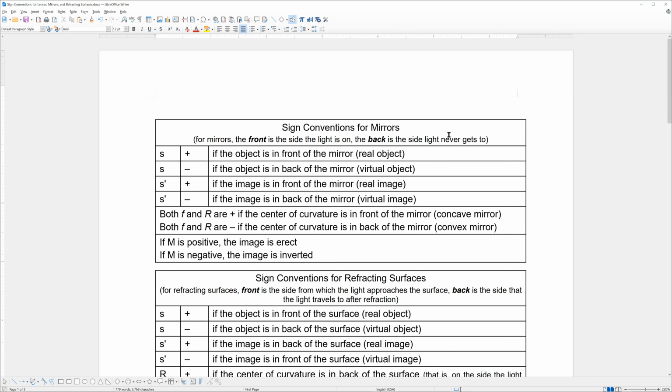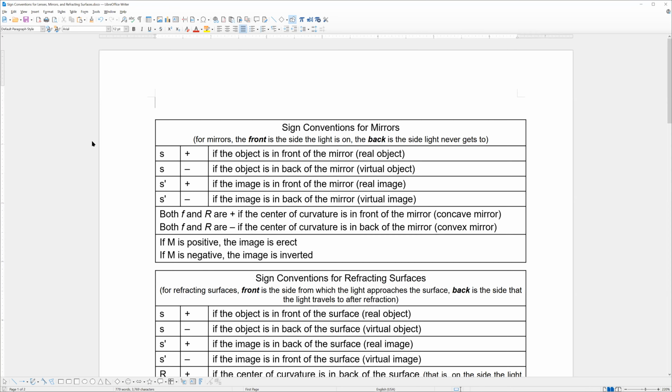Here we've got sign conventions for mirrors, which are the first things that we're going to be considering as far as optics goes. For mirrors, there's the front side, that's the side the light is on, and then there's the back side. The light never gets to the back on a mirror because it reflects it. You can attach a plain mirror to a concrete wall, and you know darn sure there's not going to be any light going on past that wall. So it's only on the front side that you have anything happening. And we've got these different sign conventions.